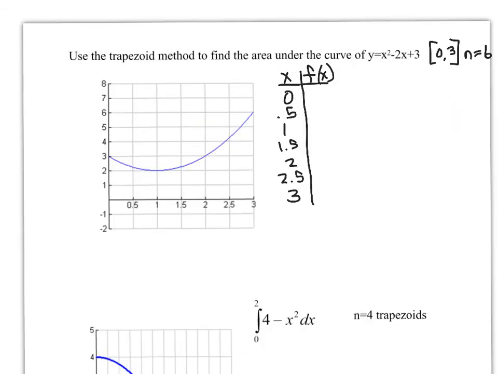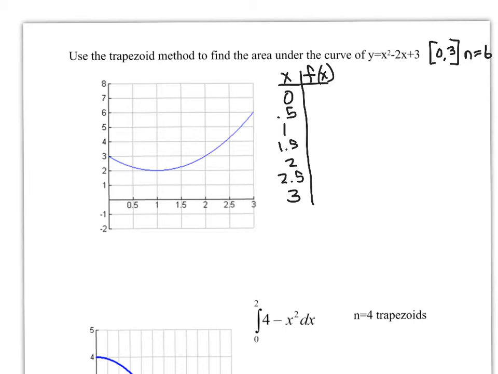So go ahead and write this example down in your notes. Again, you may need to pause the video so that you have enough time to write down the example and to draw a diagram. We're going to use the trapezoid method to find an approximation for the area underneath the curve y equals x squared minus 2x plus 3.